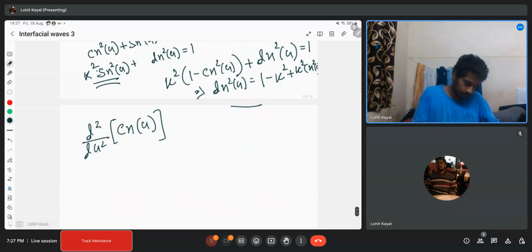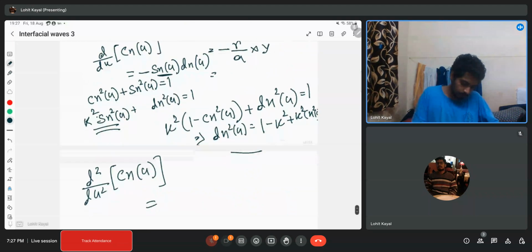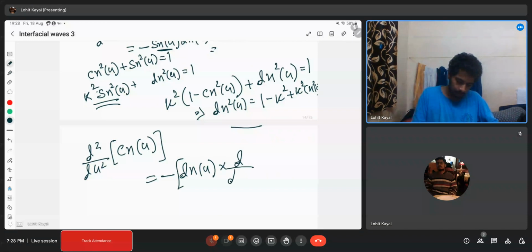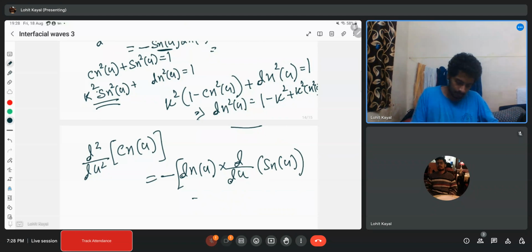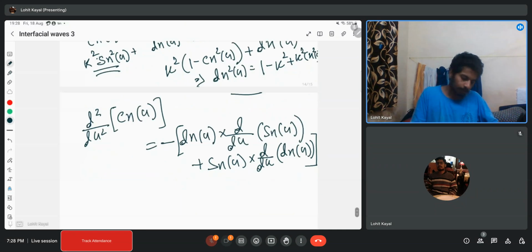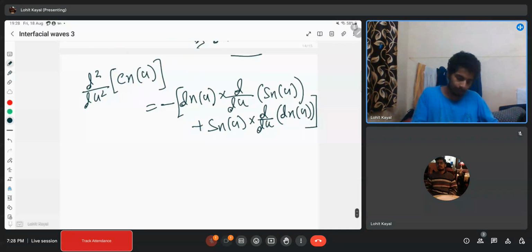So what will be the result? It will be minus of dnu. So just use the simple chain rule: ddu of snu plus snu into ddu of dnu. Remember that we have already proved these identities.